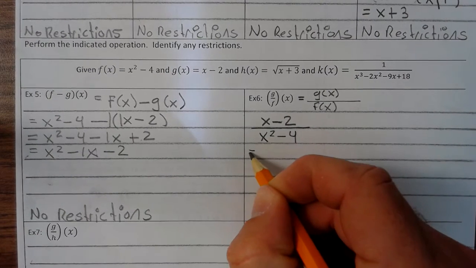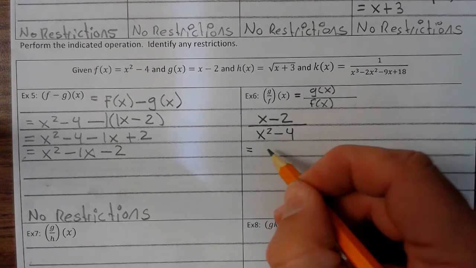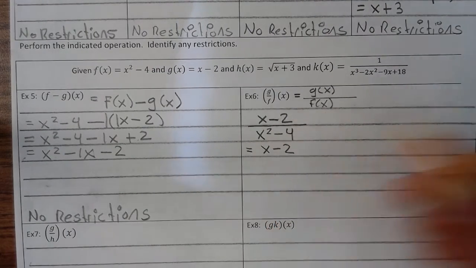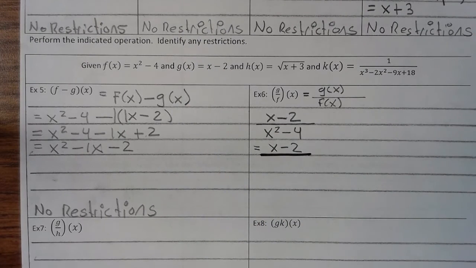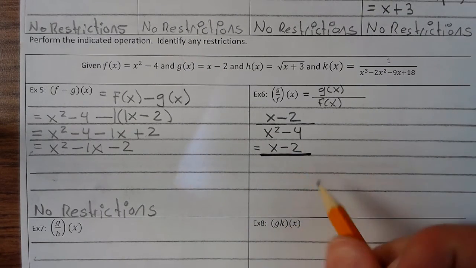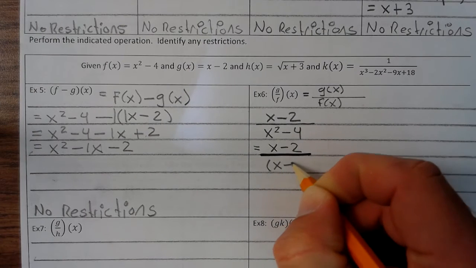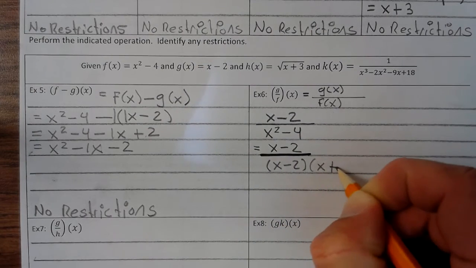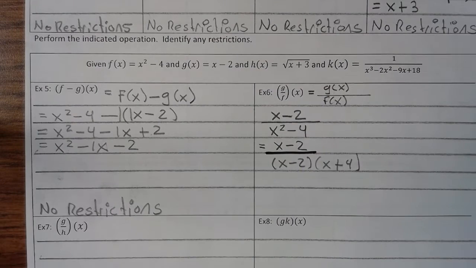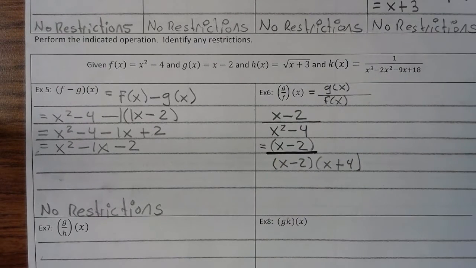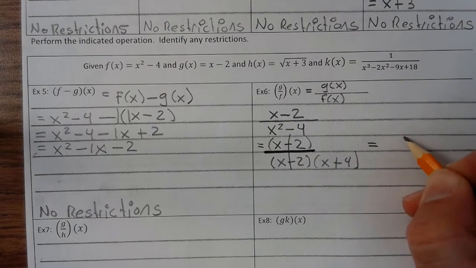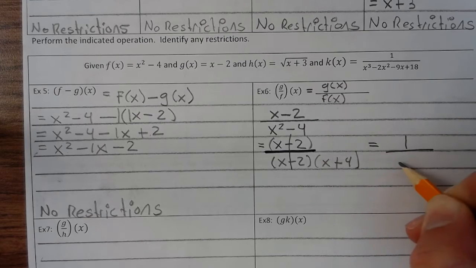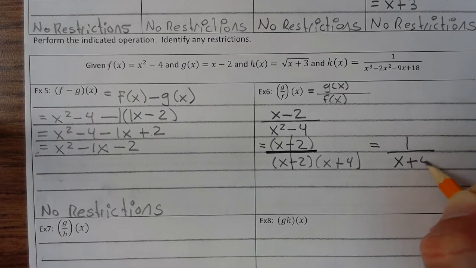So now we're going to factor the numerator and denominator. Well, the numerator is already factored. It's x minus 2. There's nothing you can do with that. But we know that x squared minus 4 factors to be x minus 2 times x plus 4. Well, you know, anything divided by itself is 1. So this is equal to 1 divided by x plus 4.